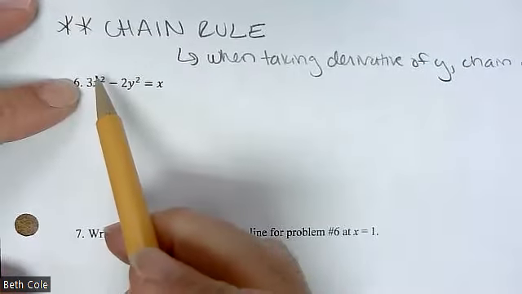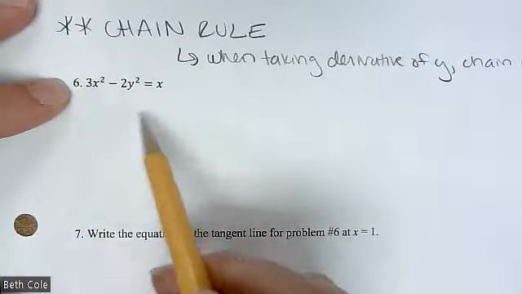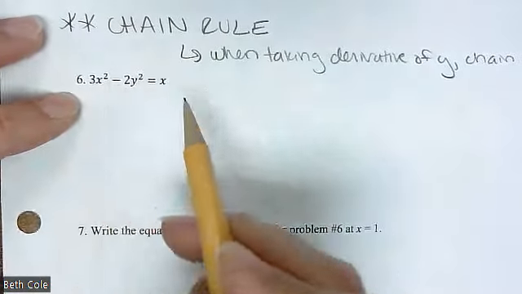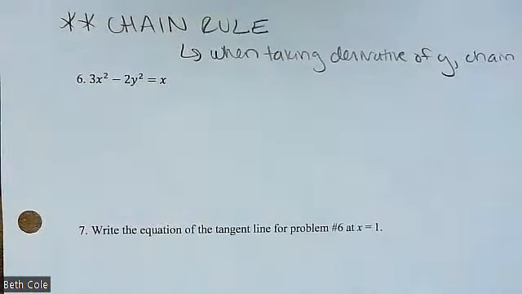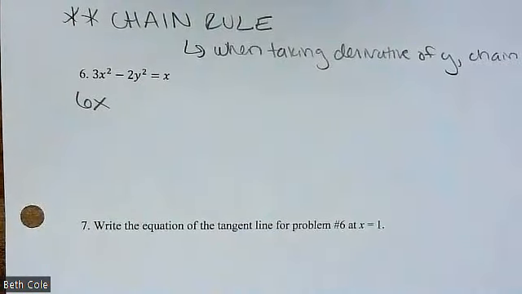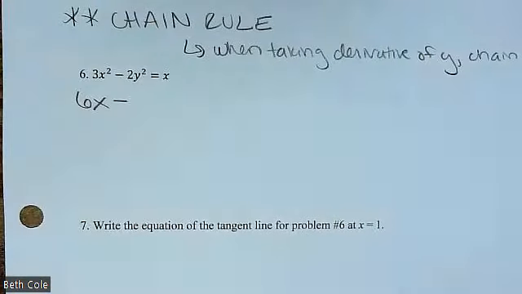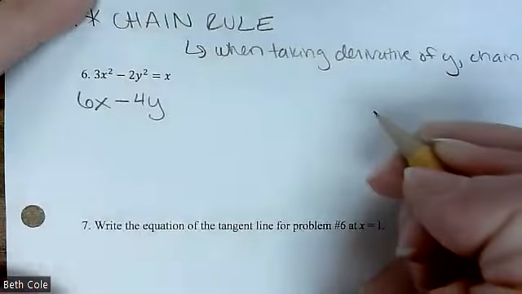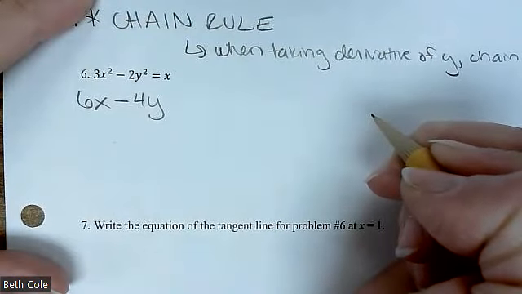All right. Do you see how this is all jumbled? X's and y's all over the place. That's how you know you need implicit differentiation. We're still going to do it term by term. What's the derivative of 3x squared? Taking a derivative is not any different. That part's still the same. Minus. All right, the derivative of 2y squared. It would be 4y. Do you get that?